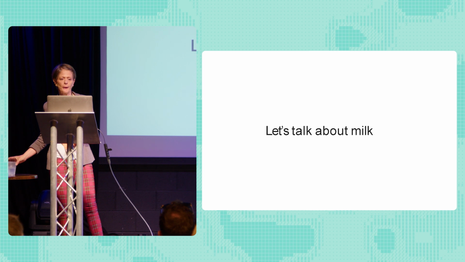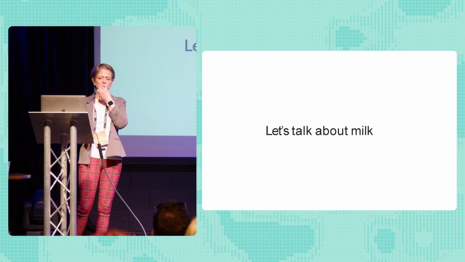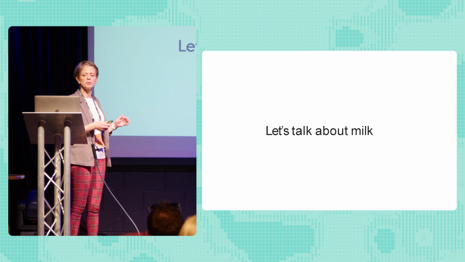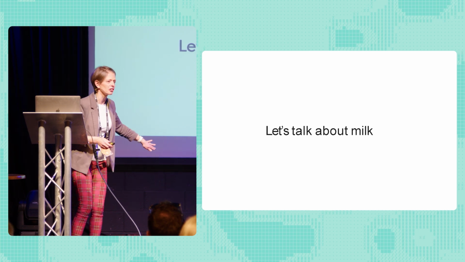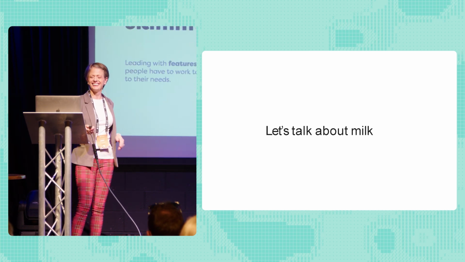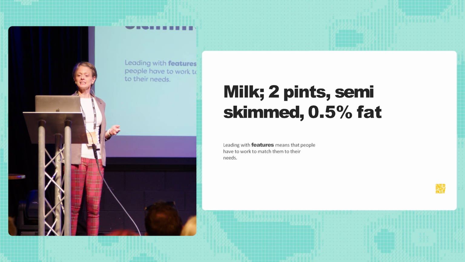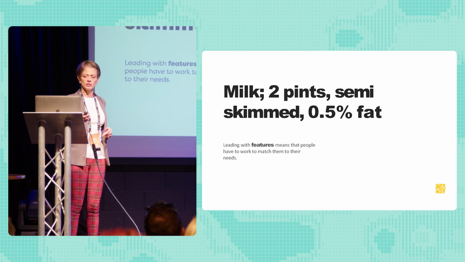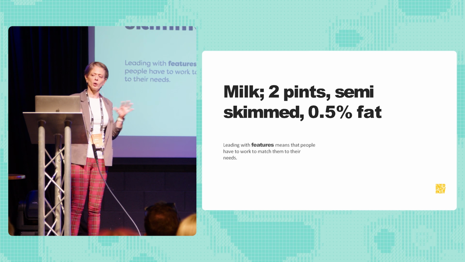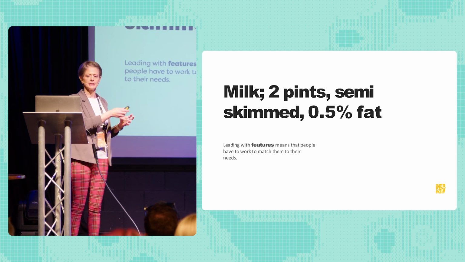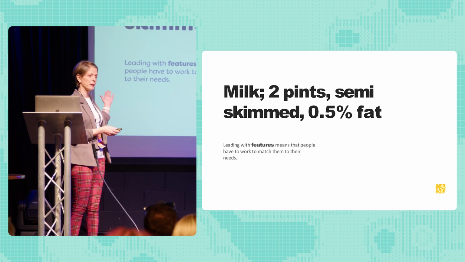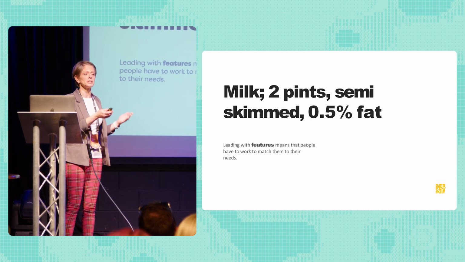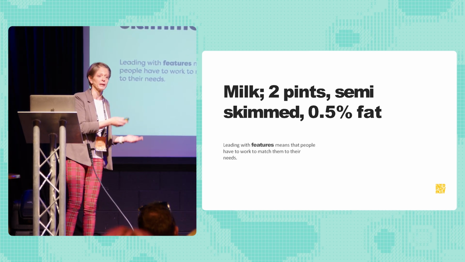Let's talk about milk. So in this example, we'll have a look at how you would sell milk based on different messaging levels, ignoring jargon fest, okay? So milk, 2 pints, semi-skimmed, 0% fat. So leading with features means that people have to work to match them to their needs. This is not what you would expect to see as the main sell. This is what you would expect to see on the nutrition label on the back of the carton.